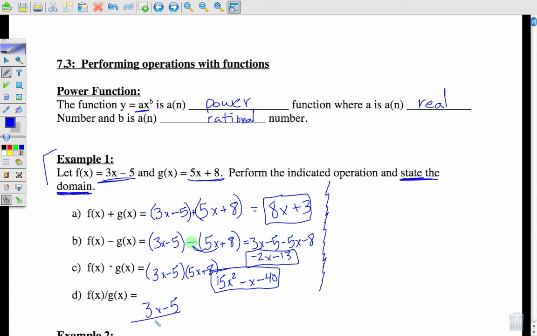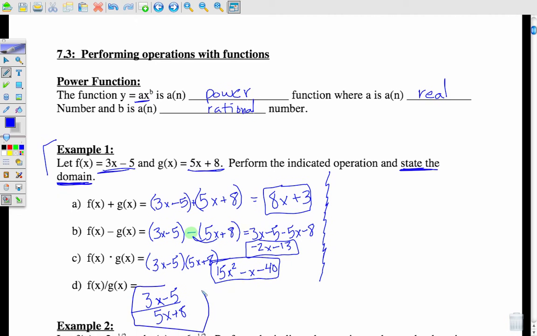A lot of the times when you put these two functions over each other, there isn't going to be a whole lot that you can do. The only way you'd be able to cancel something is if they all had it in common, and since they don't have anything in common, you're good.